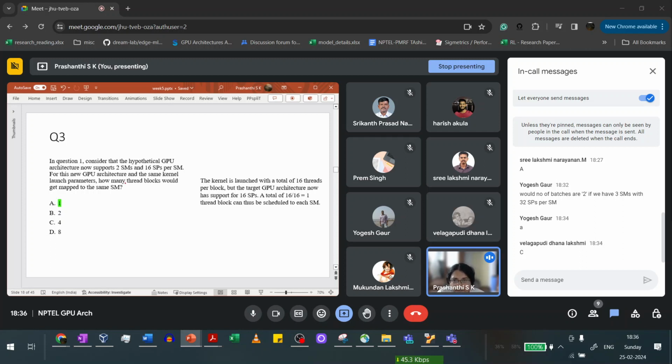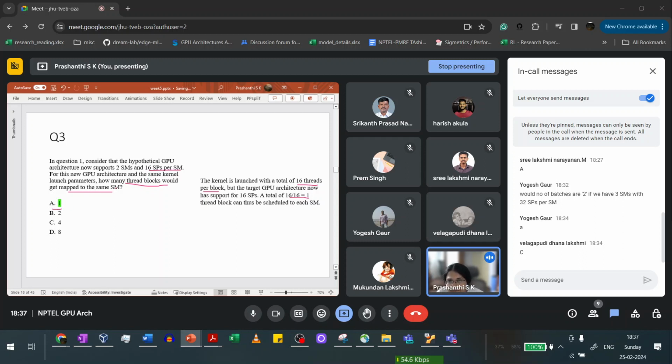So now the question is, how many thread blocks would get mapped to the SM? That's your question. The only change is now that you have 16 SPs per SM. And remember from the launch configuration that you have 16 threads per block. But earlier you had 32 SPs, so you did 32 by 16, and therefore 2 blocks could be scheduled. Now you have only 16 SPs, so it's a change in hardware configuration. Therefore you can do only 16 by 16, or 1 block per SM, and therefore your answer is 1.